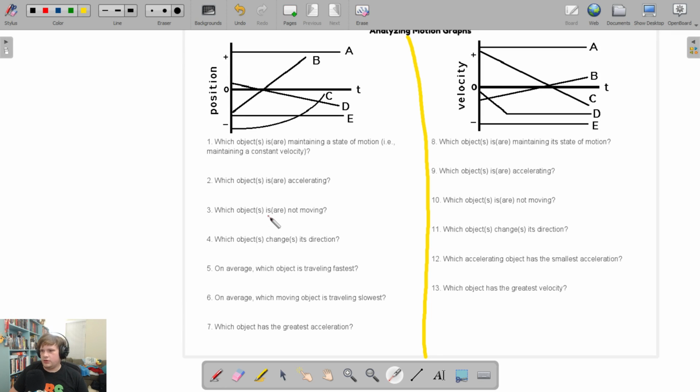Cool. Now that's different when we look over on the velocity and time graph. Remember, velocity and time, change in velocity is our slope. So slope is our acceleration. It's just that you have to infer what acceleration is when you're looking at the position and time graph.